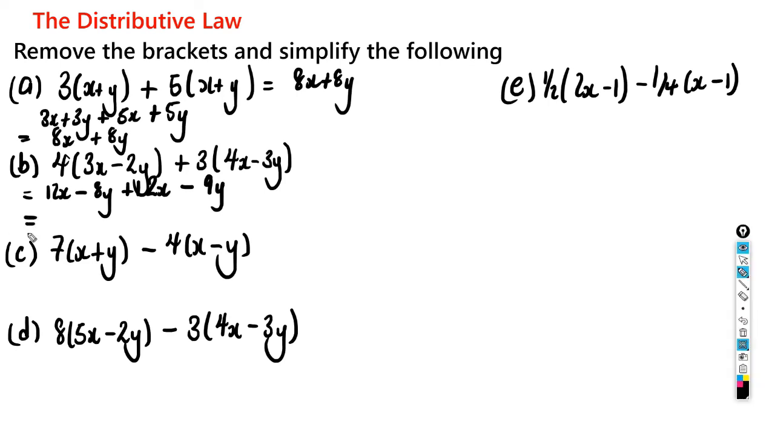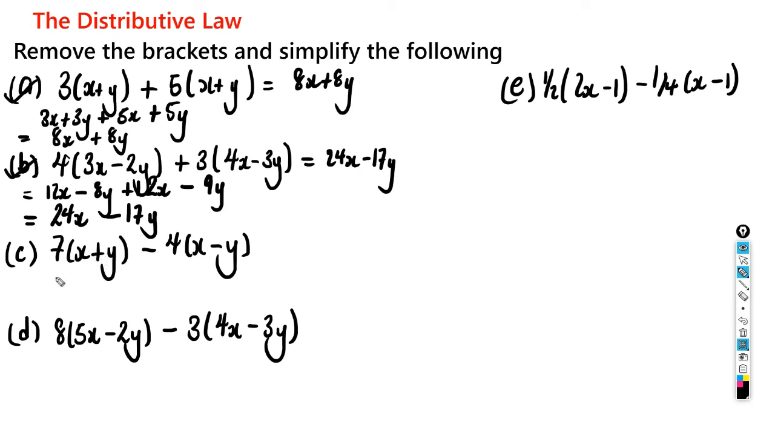Okay, guys, so when we break this down now, we're going to get 12x plus 12x, which gives us 24x, minus 8y minus 9y, which should give us negative 17y. So that's the answer, guys. 24x minus 17y. Cool. Pretty simple, right? Just group the like terms and multiply through the brackets.